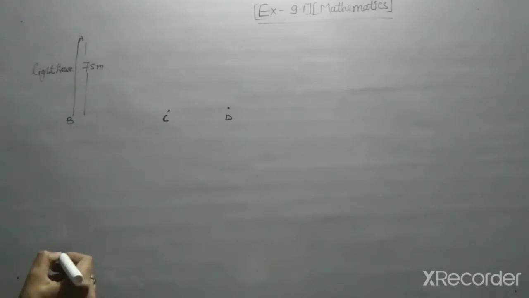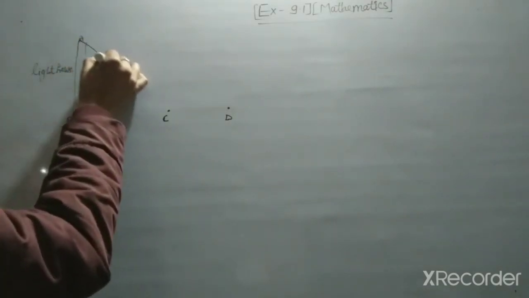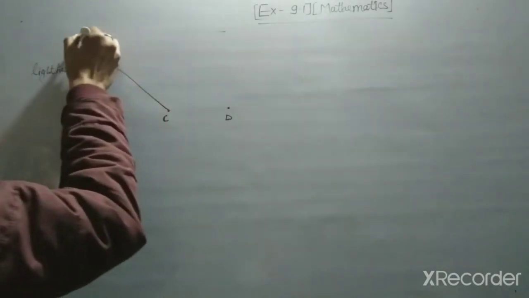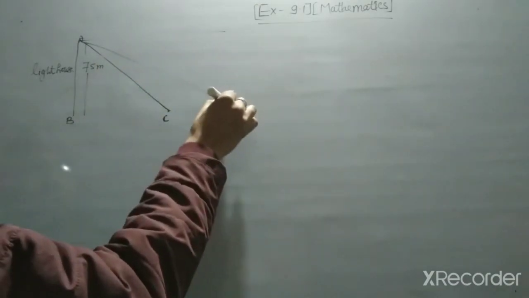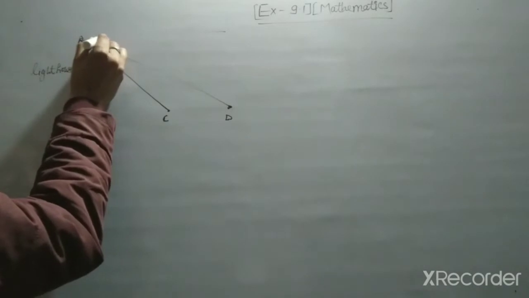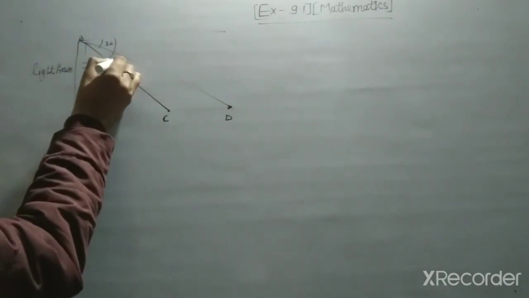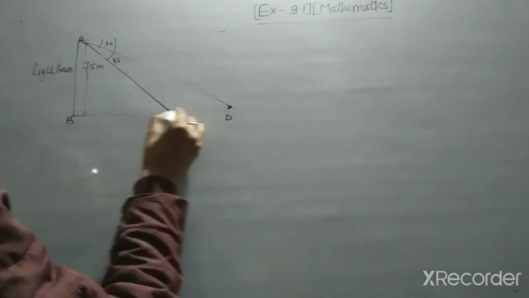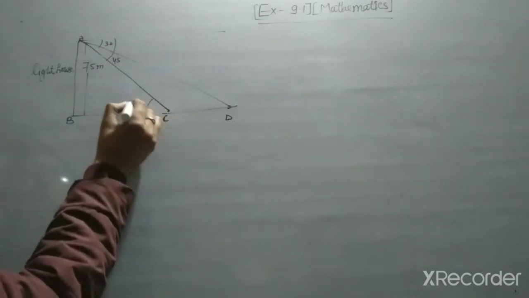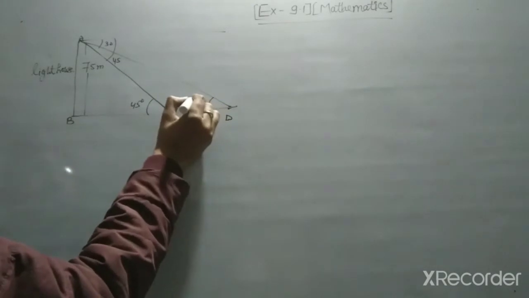And then the angle of depression at the top of the lighthouse for the first ship is 30 and for the second ship is 45. So we have these two angles here. You very well know this is the 45, so this is 45 and this is 30, so that this is 30.